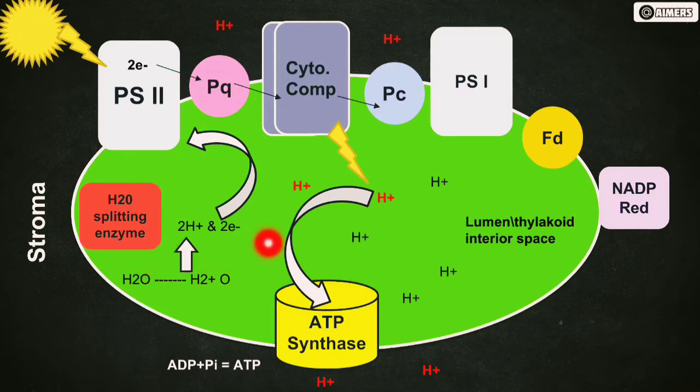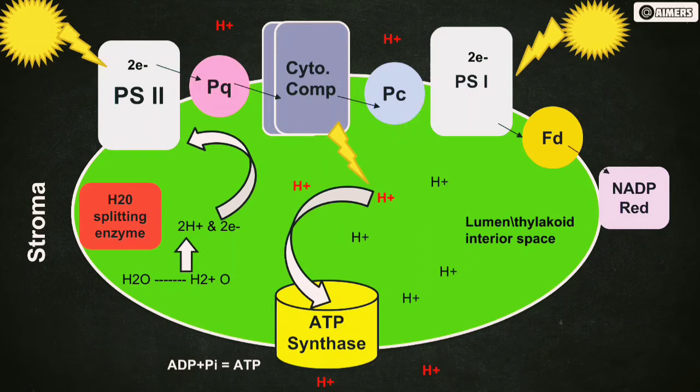In this way, ATP is synthesized. Now, the same happens with photosystem 1. The energy is accepted by the electrons of photosystem 1. The electrons reach ferredoxin and the electron hole is filled by plastocyanin. From ferredoxin, they go to NADP reductase.